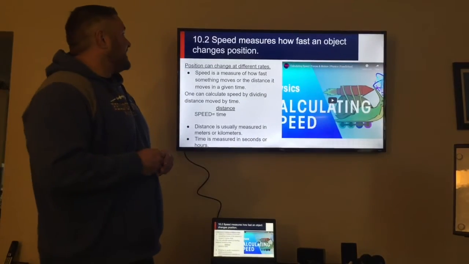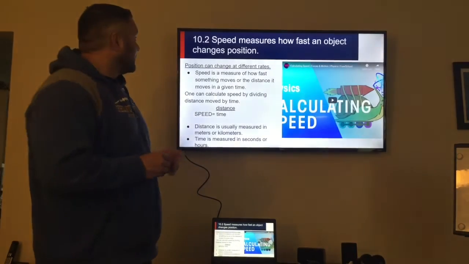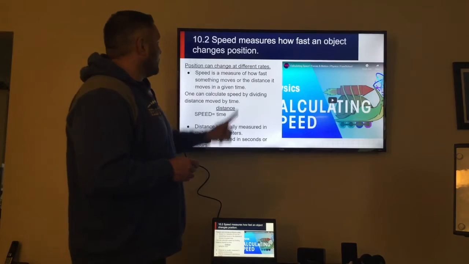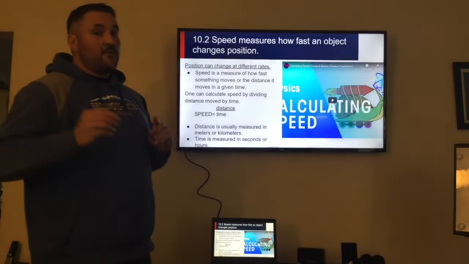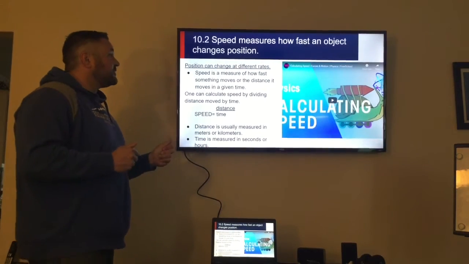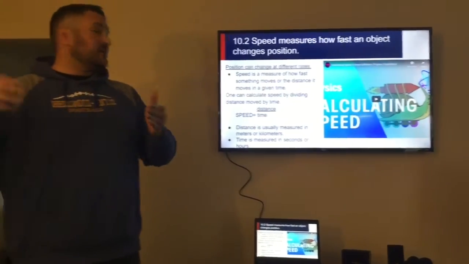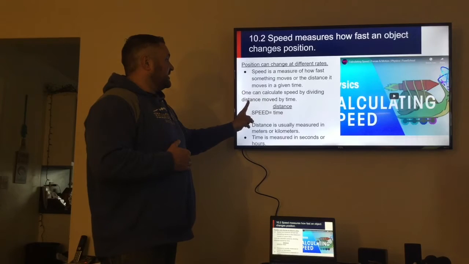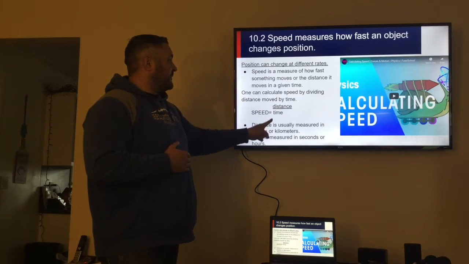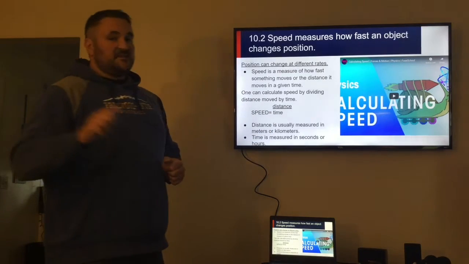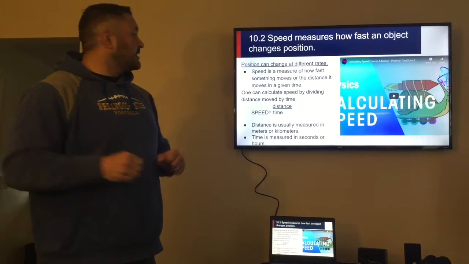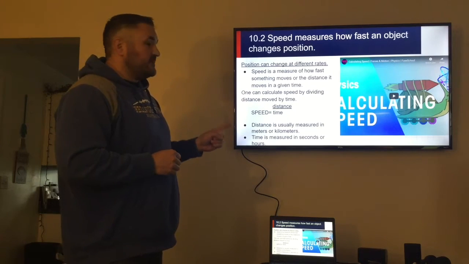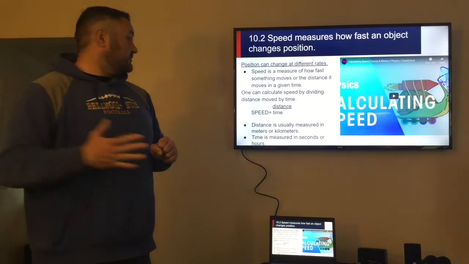Speed measures how fast an object changes position. Position can change at different rates. Speed is the measure of how fast something moves, or the distance it moves in a given time. One can calculate speed by dividing the distance moved by the time. Distance is almost always in meters. Time is usually in seconds or hours.